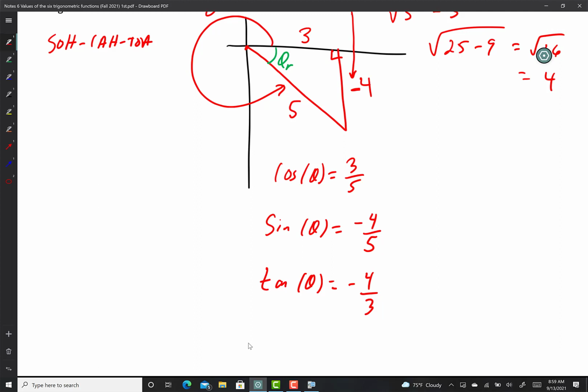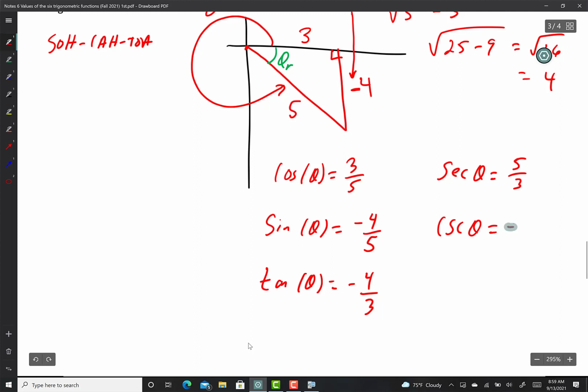And then the reciprocals are easy, guys. The reciprocal of cosine is secant. It starts with the letter S. And then just flip it, 5 over 3. The reciprocal of sine is cosecant, so C is C. Put the 5 in the top, the 4 in the bottom. If you want to put the negative in the front, that's fine. There it is, my negative there. And the reciprocal of tan is cotangent, so negative 3/4. And there it is.